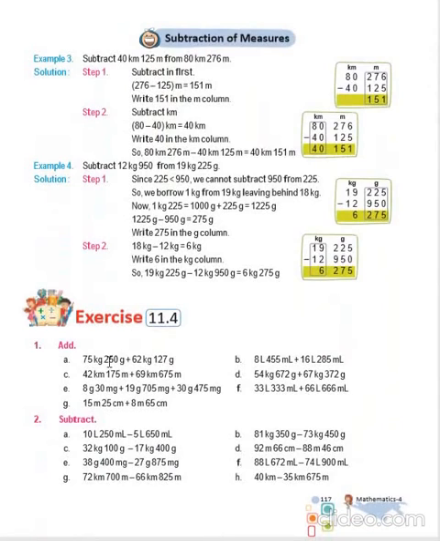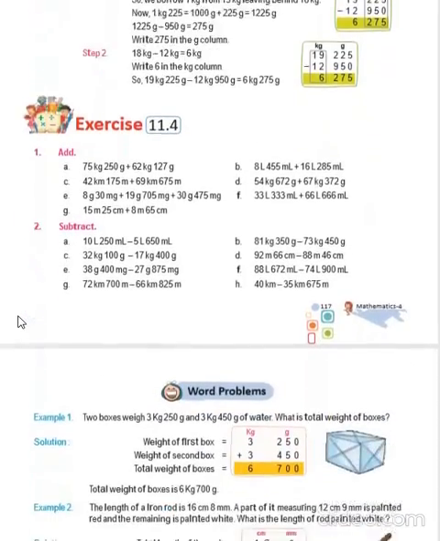Now subtraction of measures. Suppose you have to subtract 40 kilometers 125 meters from 80 kilometers 76 meters. Just write it like this. Then first do the subtraction of meters and then do the subtraction of kilometers. Similarly, you have to do this example. Now come to exercise 11.4. Here you have to do addition and subtraction as explained in the above examples.